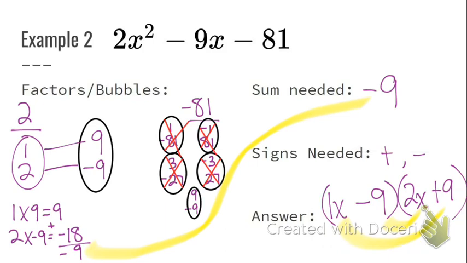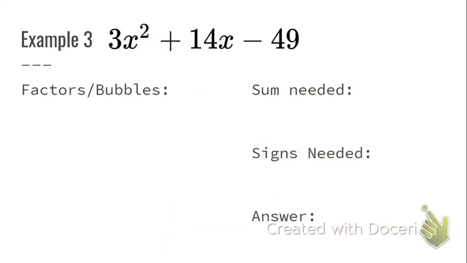Okay, write down any questions you have, confusion about this. These ones do require a little more guess and check than the previous problems. Like with the X method, it was a little bit quicker. All right, on this one, we need a sum of positive 14. That comes from the middle term, positive 14. We are trying to multiply to a negative, so we would need a positive and a negative to do that.